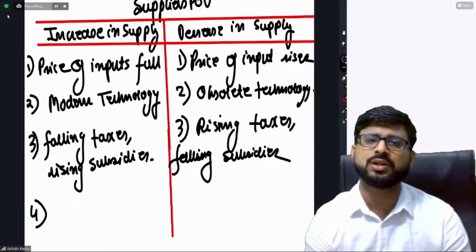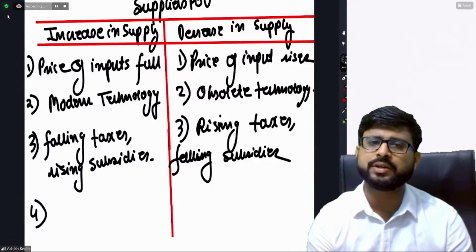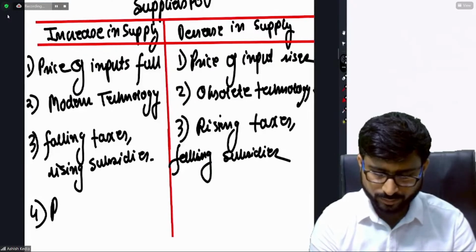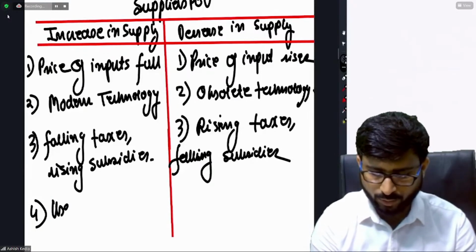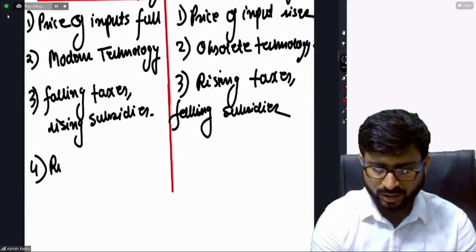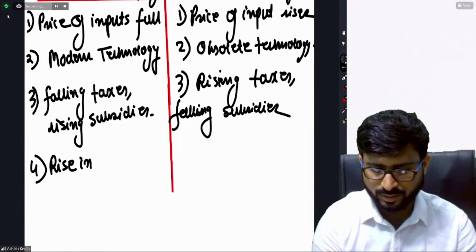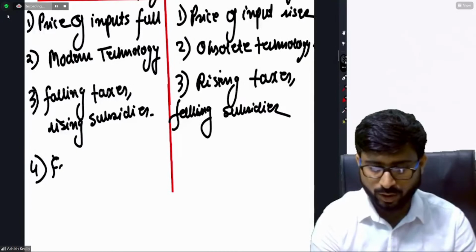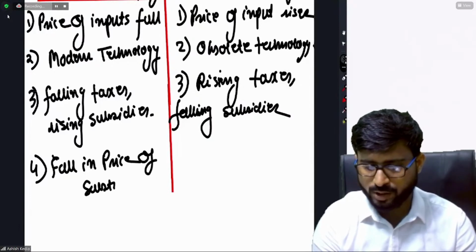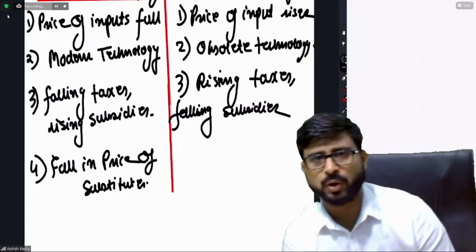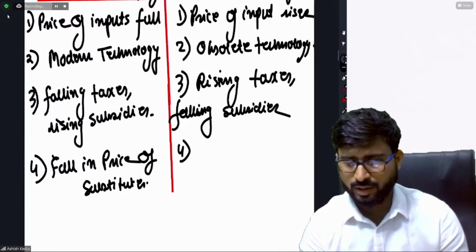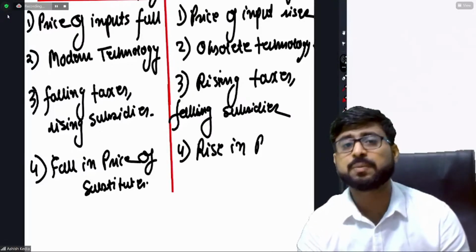So friends, again, if we talk about increase and decrease in supply, it is also caused by rise in, or you could say fall in price of substitutes. Why fall in price of substitutes? Because if the price of substitutes falls, then producers will enter this business we are doing. But if price of substitute rises, then we will start producing the substitute.